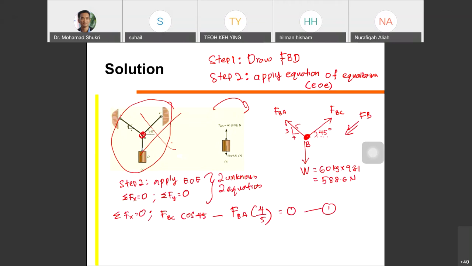Right, equation number one. So for summation of Fy equal to zero, you should have FBC sine 45 plus FBA times 3 over 5. Remember, minus W, which is 588.6, is equal to 0. Okay.